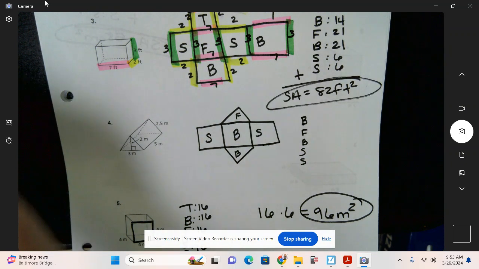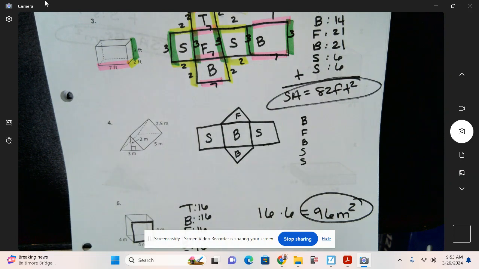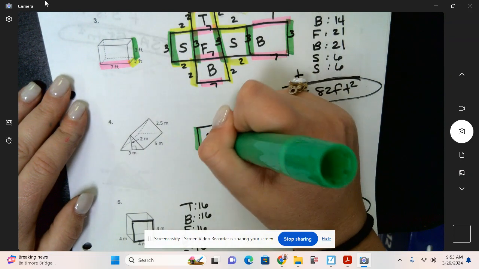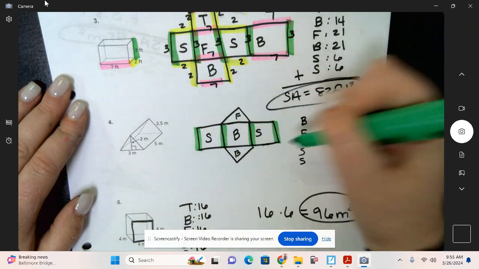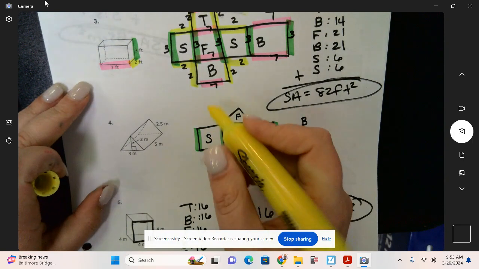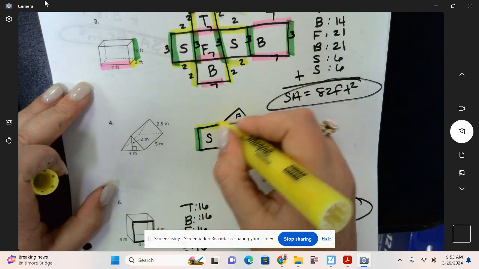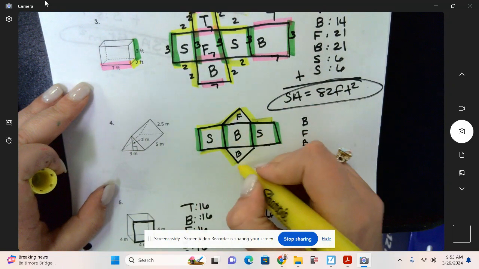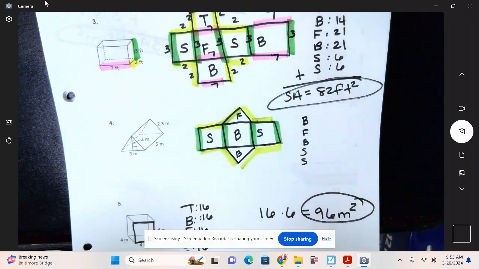Okay, I can still highlight the things that are the same. So everything that runs up and down is the same. My elbow pieces are the same.